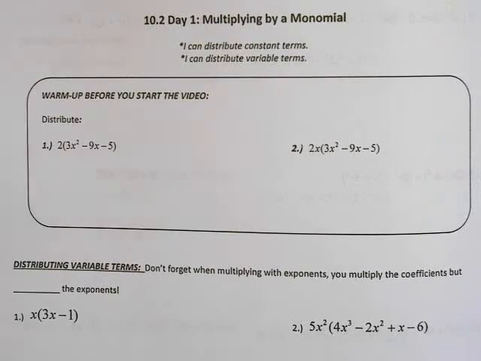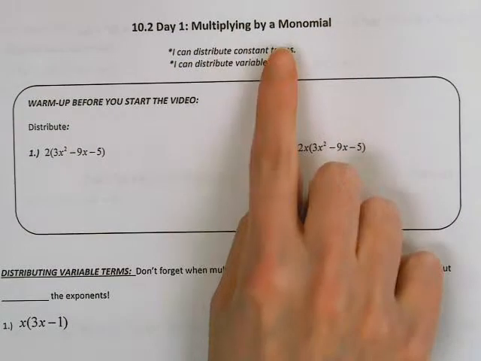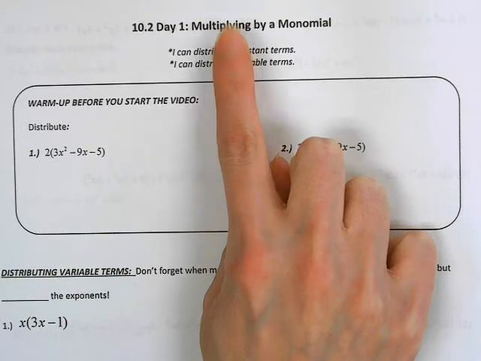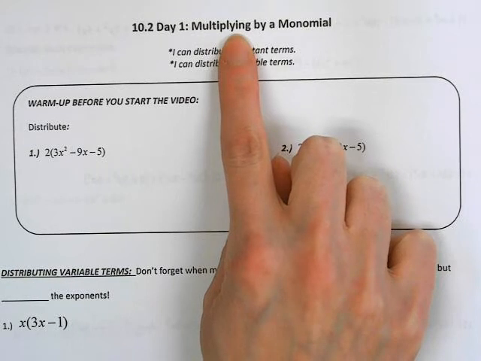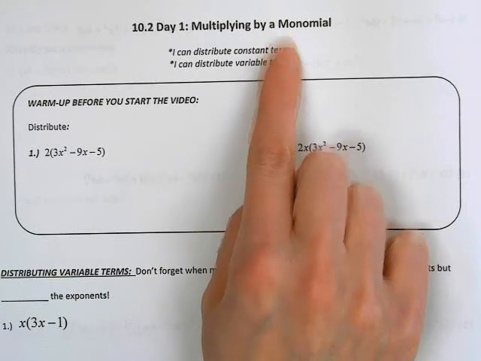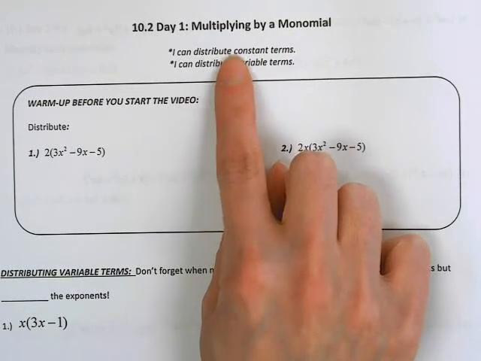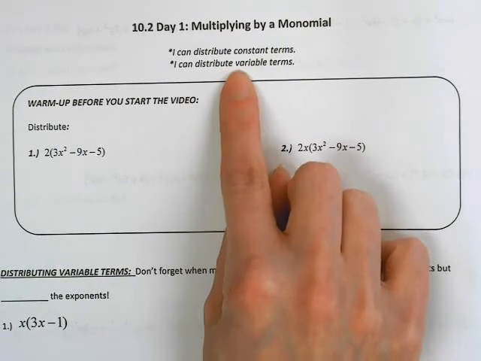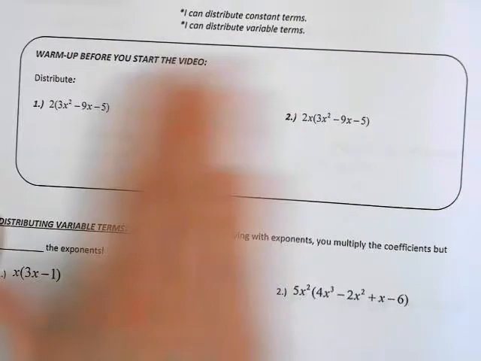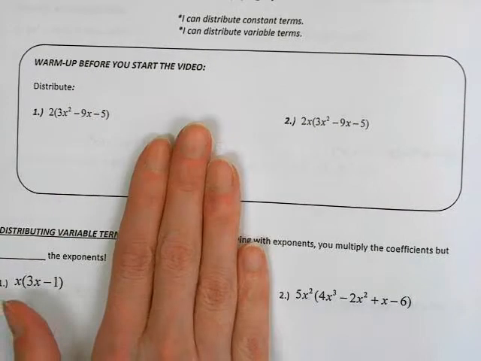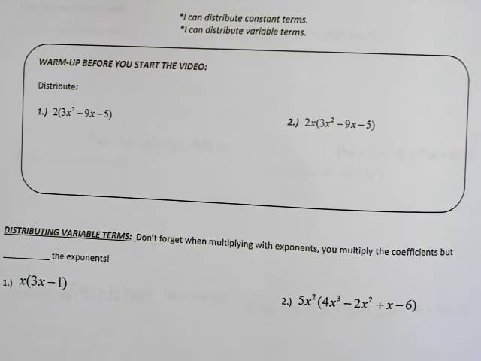All right, guys, so today we're going to multiply. So we've added, we've subtracted, we've named polynomials. Now we're going to jump into multiplying, and we're going to start by multiplying by just one monomial. All right, so the learning targets are I can distribute or multiply constant terms, and I can distribute or multiply variable terms. Now, this is a warm-up before you watch the video, so pause it now if you haven't done this yet, and then check with me what you got.